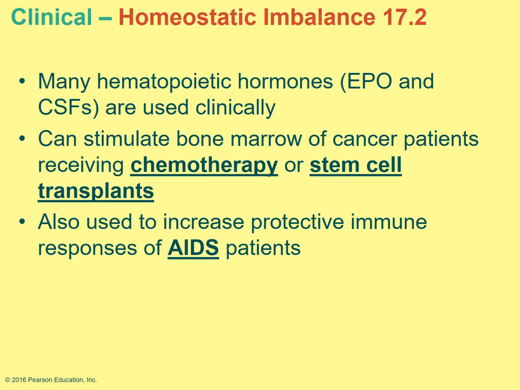From a clinical aspect, many of the hematopoietic hormones are going to be used clinically. They can help stimulate bone marrow of cancer patients who have received chemotherapy or are receiving stem cell transplants, to stimulate production, and also they can be used to try to increase immune responses of patients who are immunocompromised.